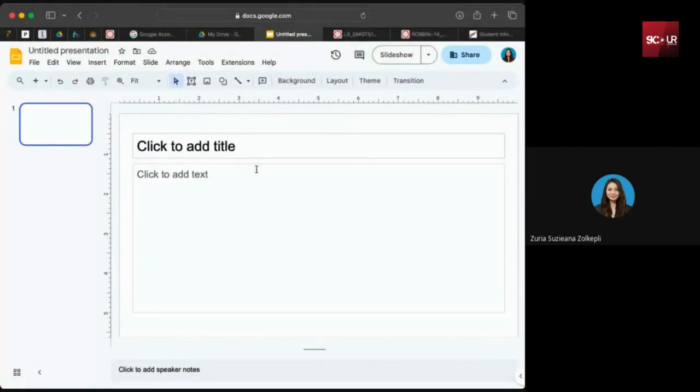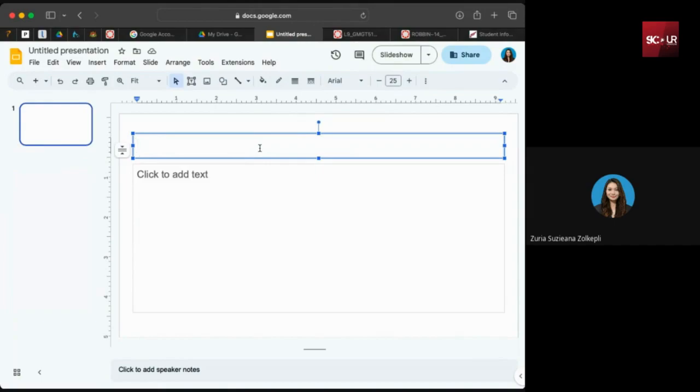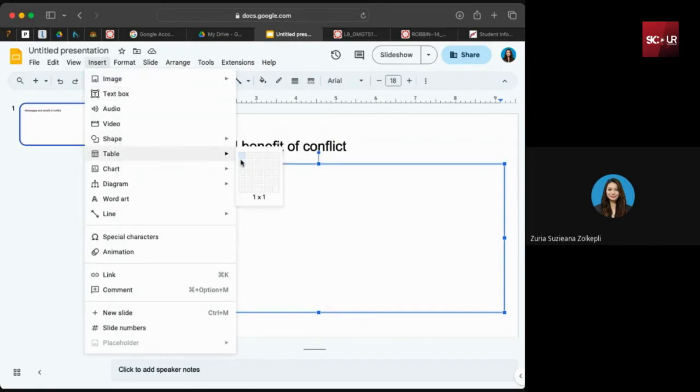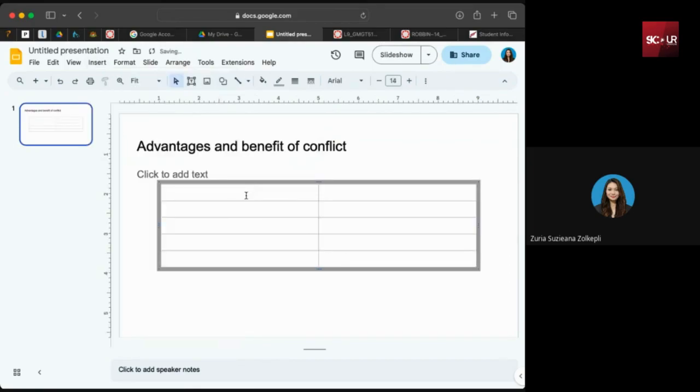Okay. So, like I mentioned to you just now, conflict can have an advantage or a benefit. So let's take a look at the advantages and benefits of conflict. This one is the advantage. With advantages, it can serve as a benefit to the company.